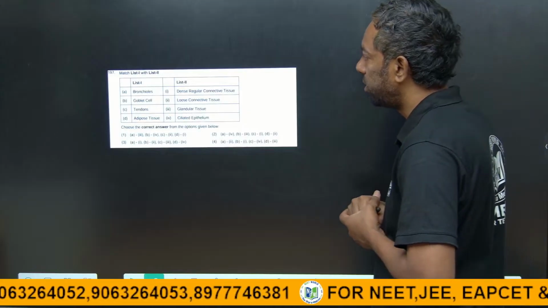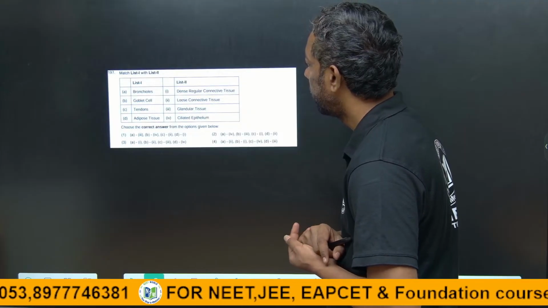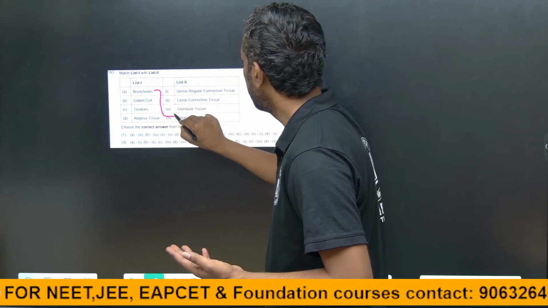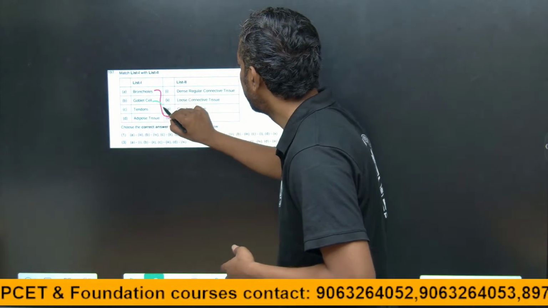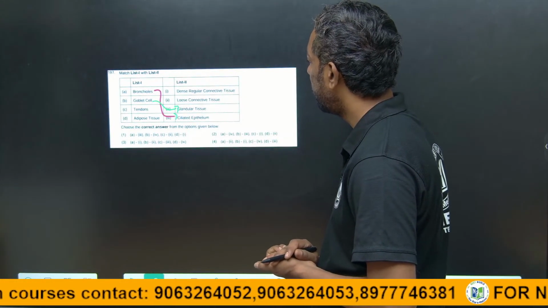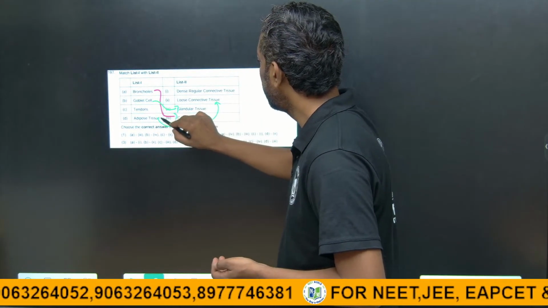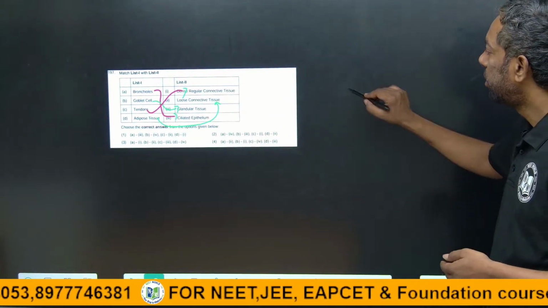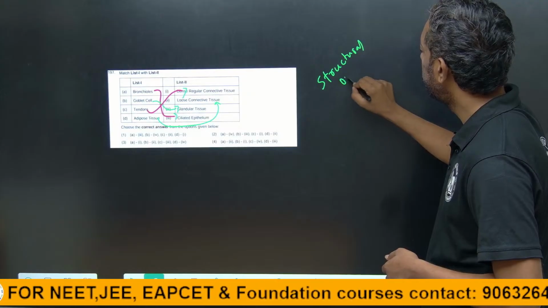Guys, this is very easy. Whatever you know well, go through that first. Bronchioles and trachea have ciliated epithelium tissue. Goblet cells are glandular tissue. Tendon is not adipose tissue; adipose tissue is loose connective tissue. Tendon is dense regular connective tissue. Very simple. This was a structural organization question.